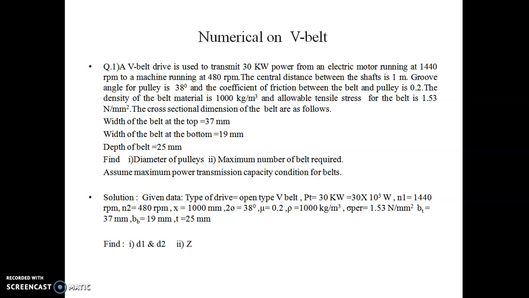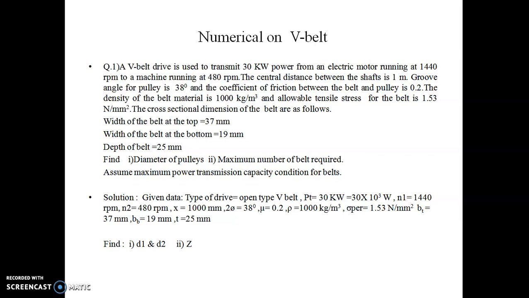The first numerical: a V-belt drive is used to transmit 30 kW power from an electric motor running at 1440 rpm to a machine running at 480 rpm. The central distance between the shafts is 1 meter. Groove angle for pulley is 38 degree, and the coefficient of friction between the belt and pulley is 0.2. The density of the belt material is 1000 kg per meter cube, and allowable tensile stress for the belt is 1.53 Newton per mm square.